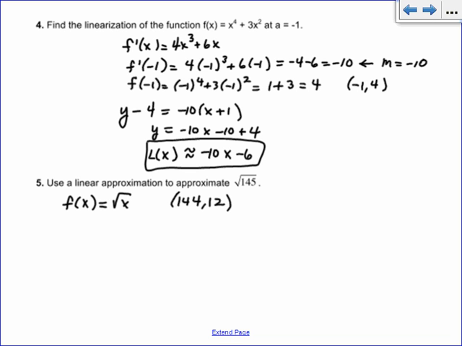So do you understand how sometimes you're not given the necessary information? You have to think, okay, what's my function for this? What's the point that I want to use? What's the nice point, right?